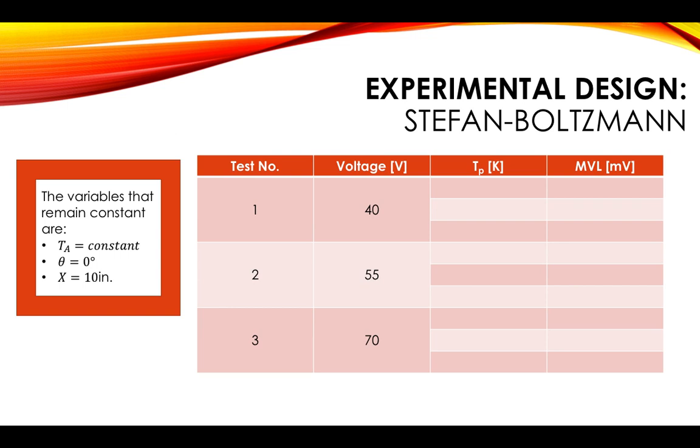For the Stefan-Boltzmann experimental design, we will have 3 different test numbers, varying the voltage of the system in each run. We will be collecting the parameter temperature as well as the millivolts. The variable that remains constant in this experiment is the ambient temperature. The configuration of the thermopile will remain at 0 degrees, and the heater will remain 10 inches away from the thermopile.